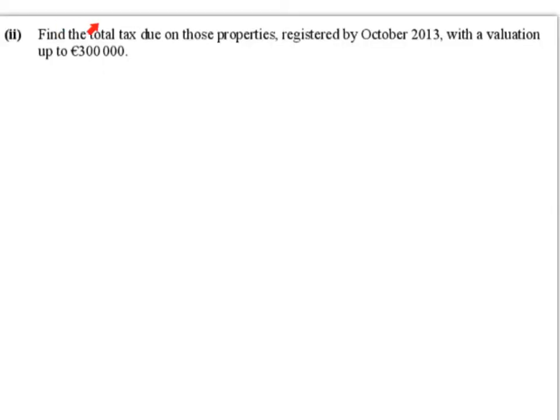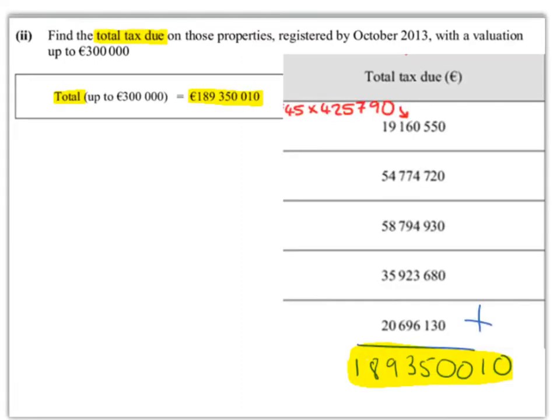Part 2. Find the total tax due on those properties registered by October 2013 with a valuation of up to €300,000. So all we have to do is add. So we add all our totals and we get €189,350,010. So this is the total up to €300,000.